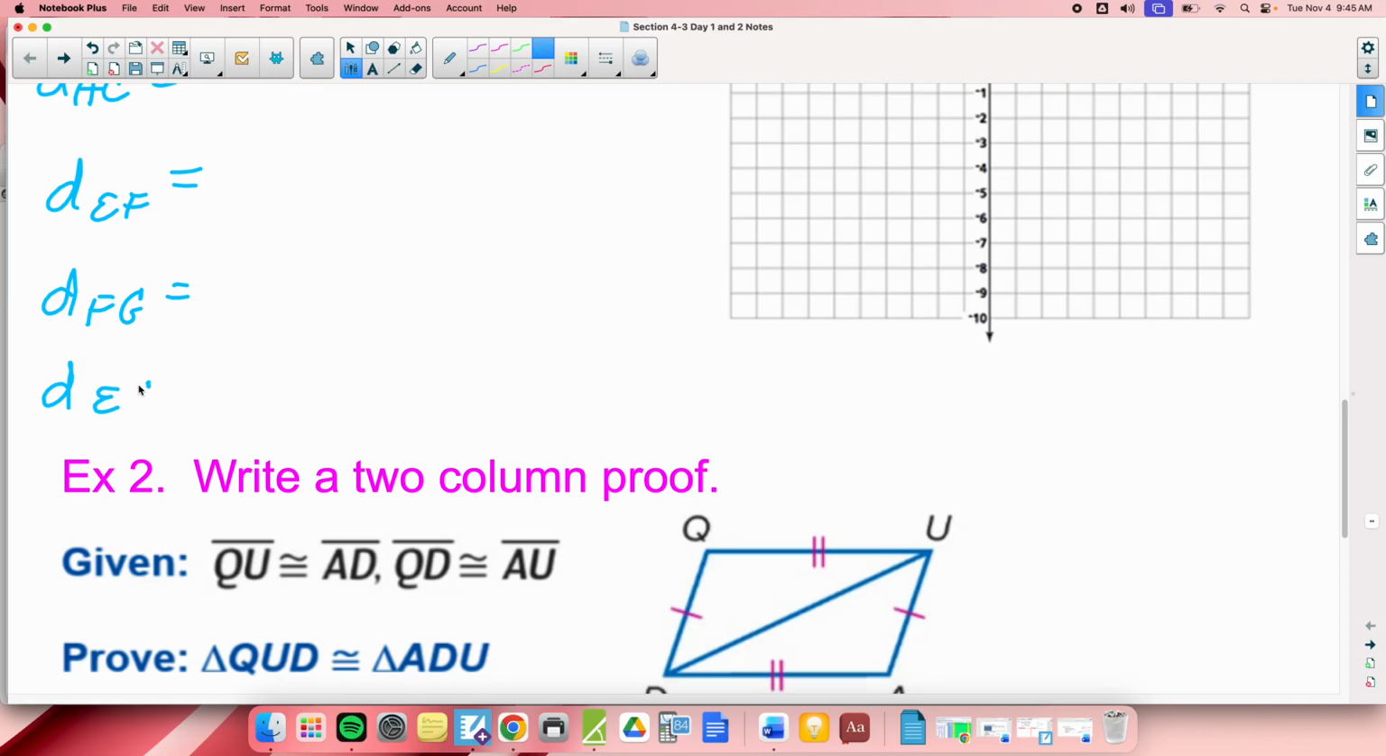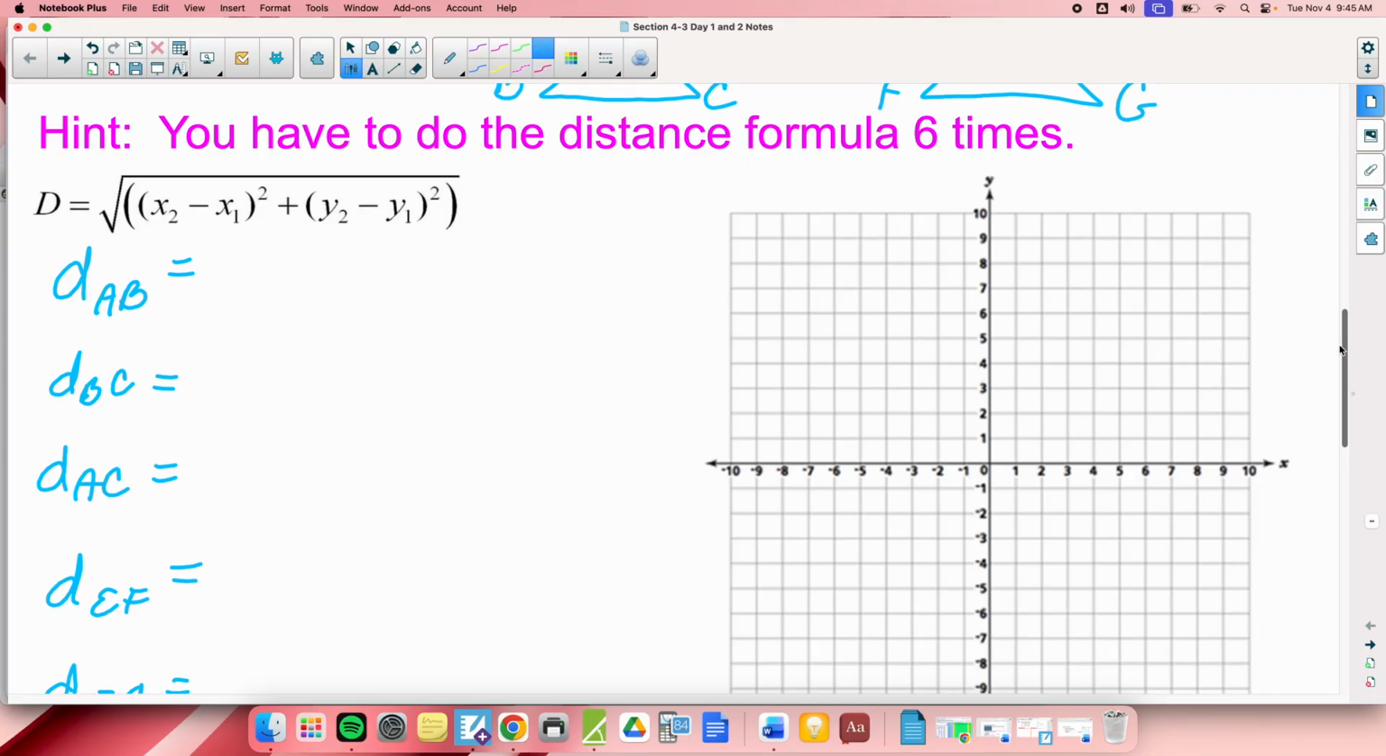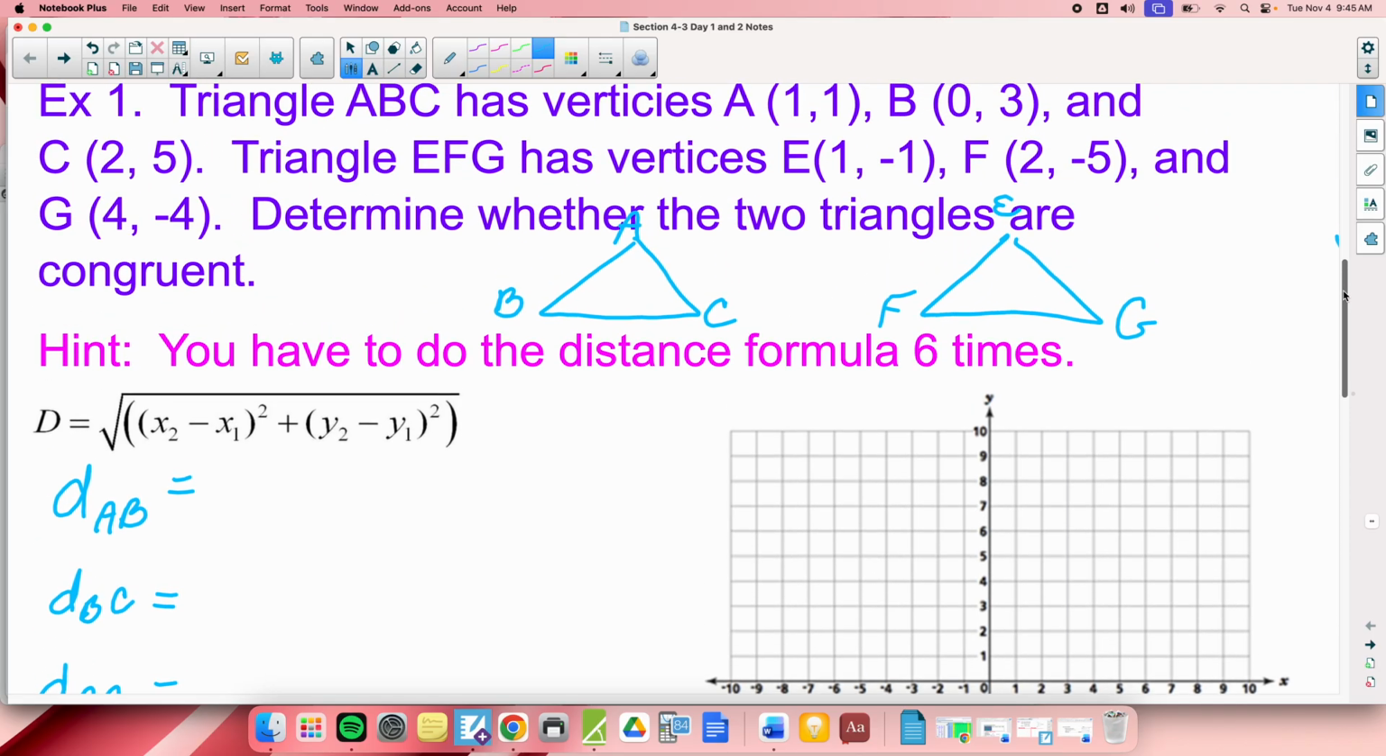Okay, so here's what I'm going to do. I'm going to find the first one, and then I'm going to split you up and you can figure out the distance for the rest of them. Kids always ask me, how do I know which ones to find?